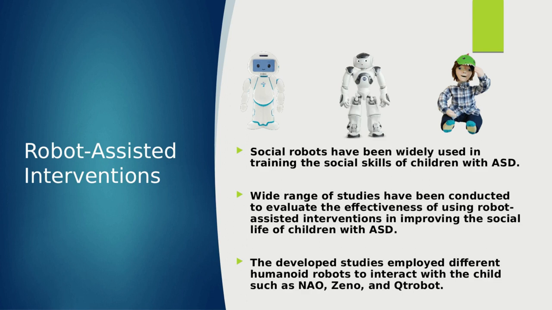A wide range of studies have been conducted to evaluate the effectiveness of robot-assisted interventions in enhancing the social skills of children with ASD. These conducted studies employed different humanoid robots with different characteristics, such as NAO, Zeno, and QT robot.